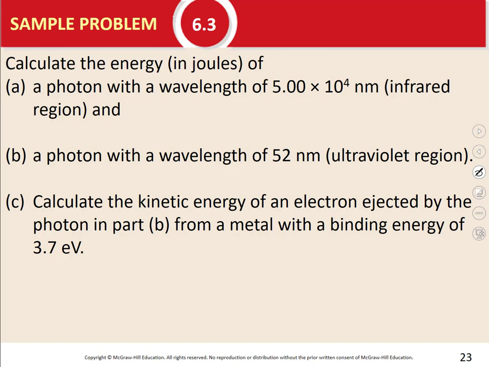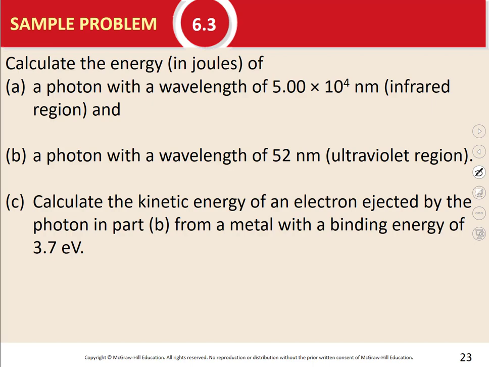Now those first 2 problems are exactly the same as the problem we just did, just with different numbers. So, in the interest of time, we're going to go straight to C, which is the only one that's got anything new here. But part A and B will demonstrate what we just talked about, the larger the wavelength having lower energy. So you should get lower energy for that infrared photon in part A than you would get for the ultraviolet photon in part B.